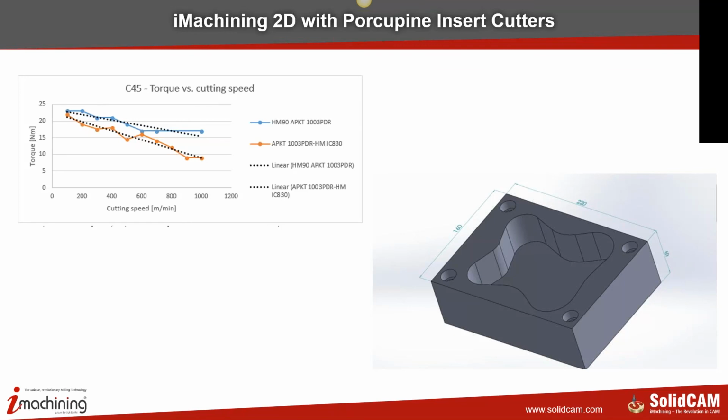you have to make sure you have a customer with a big machine with good tooling, and then you have to know what parameters to run to have insert cutters run well with iMachining. What we're trying to do is develop more of a turnkey solution inside of iMachining with insert cutters.